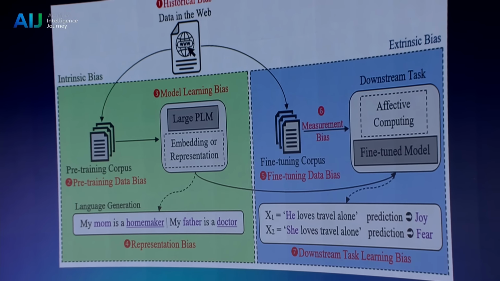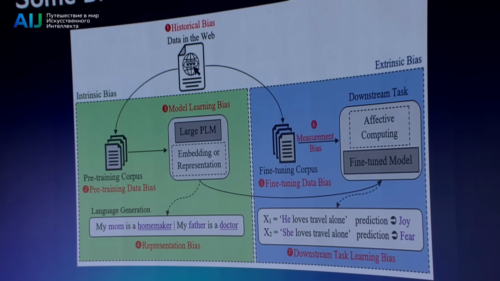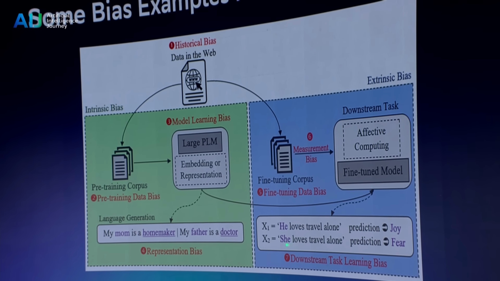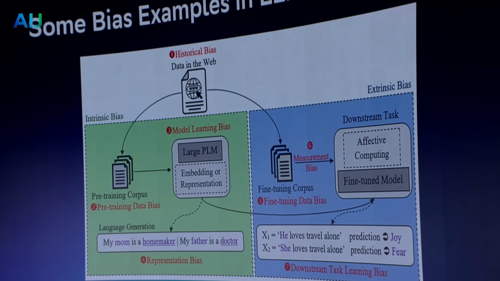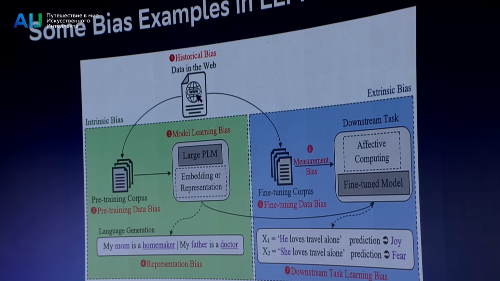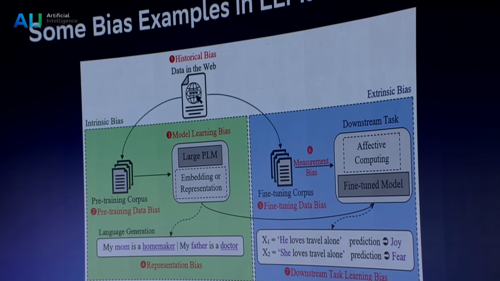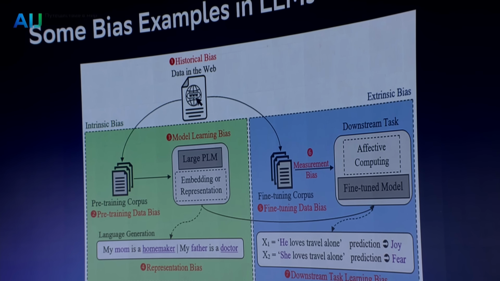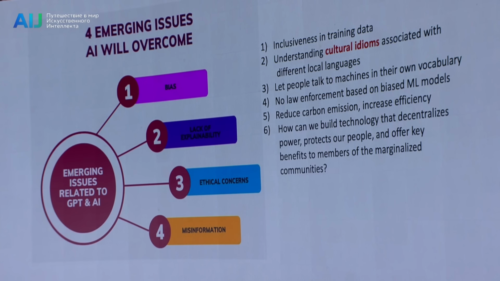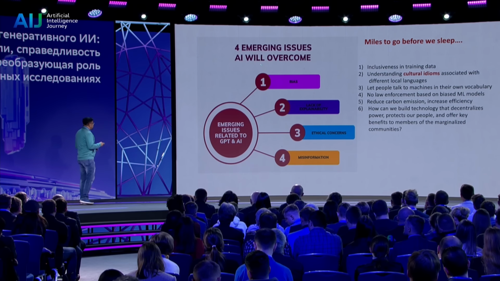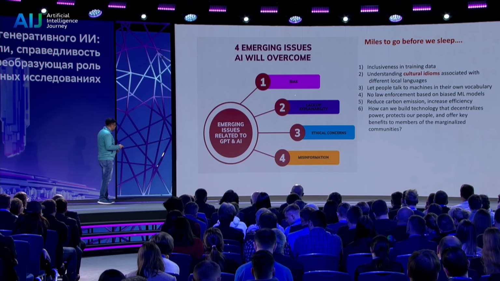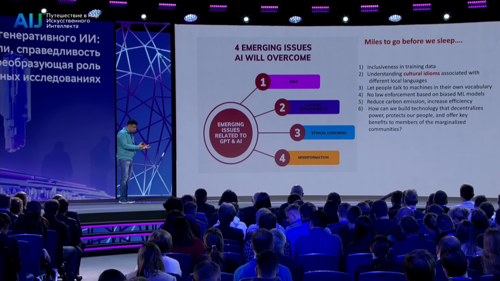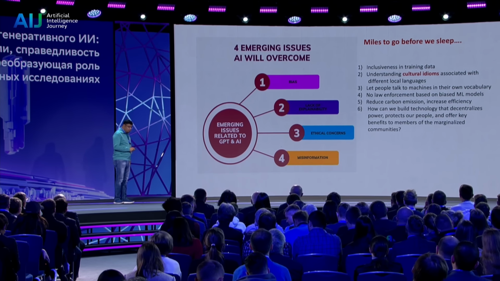Okay? Similarly, if you want it to associate some emotion with sentences, for 'He loves to travel alone' the prediction is joy. For 'She loves to travel alone' the prediction is fear, because she is a lady. These are inherent societal biases present inside language models, especially from these big companies, because they are using almost the entire internet. So there are four very emerging issues to overcome: bias, and lack of explainability, when GPT or any language model is giving you some result. Why that result?